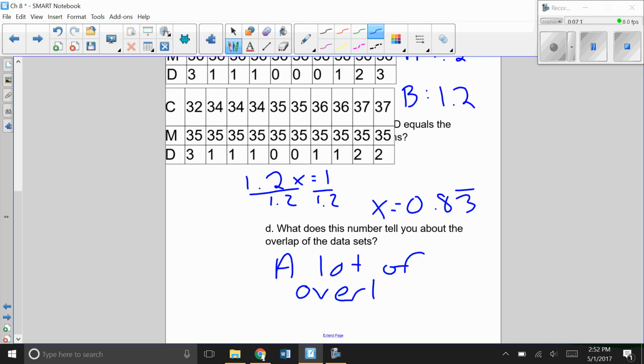The reason we want to do it this way and not just say, oh yeah, they look like they overlap a lot, is because that is very subjective. We want to have an objective way to say, yes, they overlap a lot, or no, they don't overlap that much.